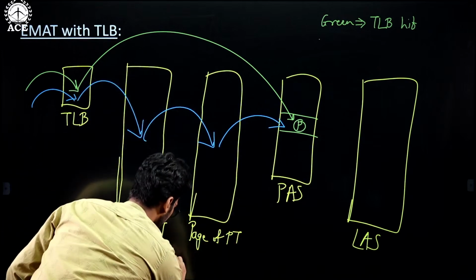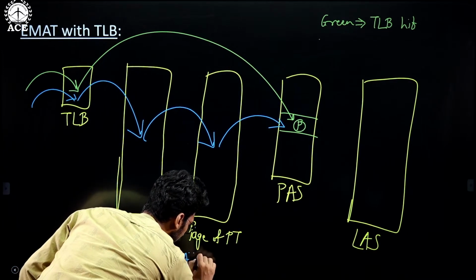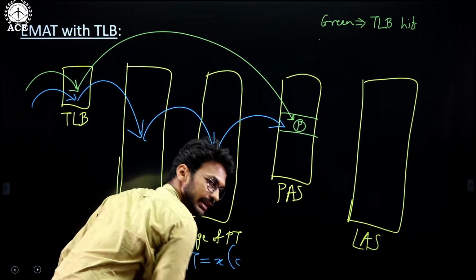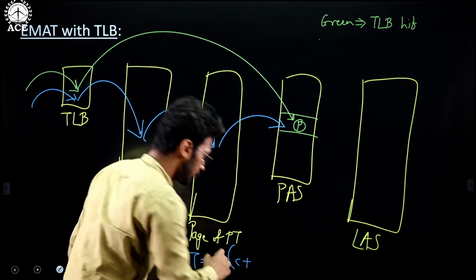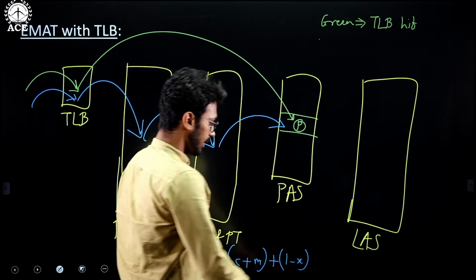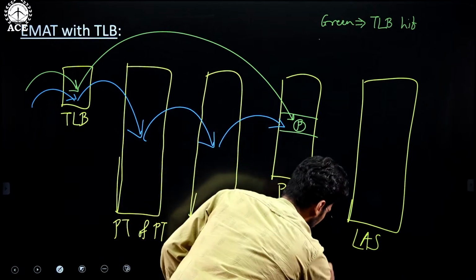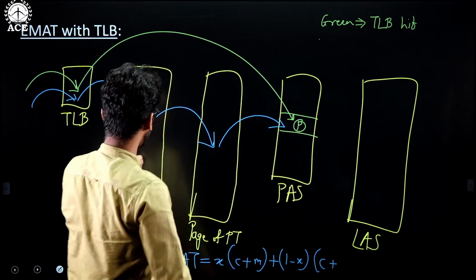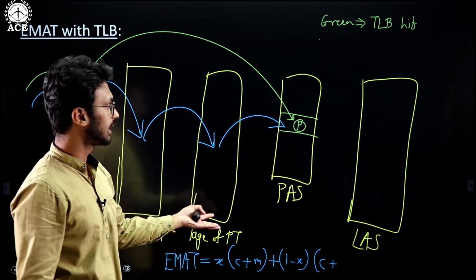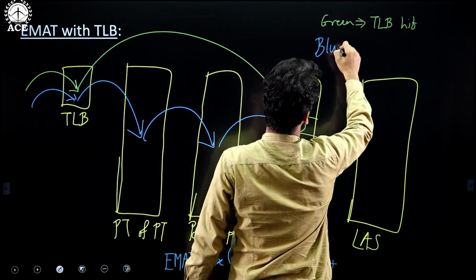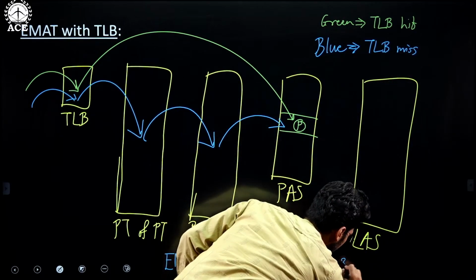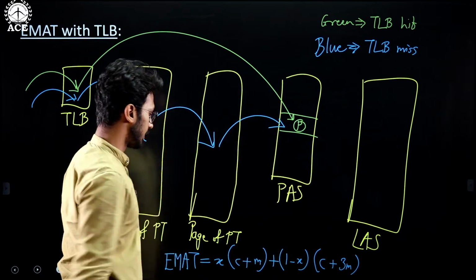So effectively, what will the formula be? EMAT equals X, the TLB hit rate, times (C plus M), where C is the TLB access time and M is the time to access the actual page, plus (1 minus X), the TLB miss rate, times (C plus 3M). If X is the hit rate, 1 minus X is the miss rate. All of this is in main memory, whose access time is M. Blue color indicates TLB miss. This is the formula.